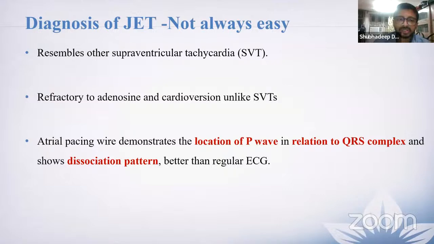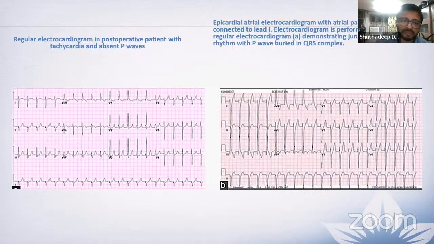So diagnosis of JET is not always easy. It can resemble other forms of supraventricular tachycardia. It is refractory to adenosine and cardioversion. And sometimes an AV wire study can be really, really helpful. I already showed you a picture of how to differentiate JET on an AV wire study. This is kind of a similar picture.